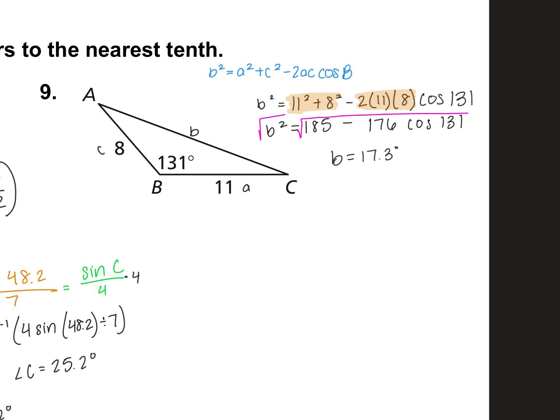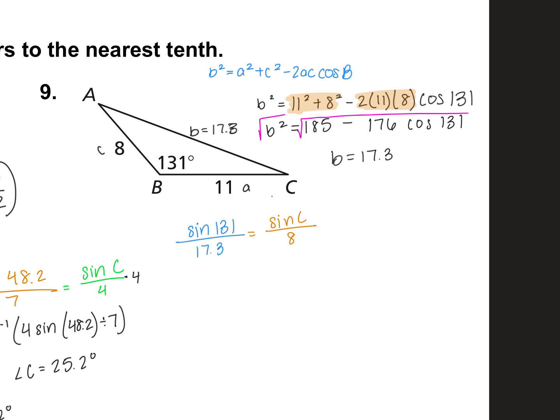So now that we have a matching angle and a side, I don't have to use law of cosine. I'm going to use, oops, this shouldn't be an angle. I'm going to use law of sine to find the rest of my angles. I'm going to find the small angle first, angle C. So using law of sine, I'm going to have sine 131 over 17.3 equals, again, I'm solving for the smaller angle first, C, sine C over side 8.